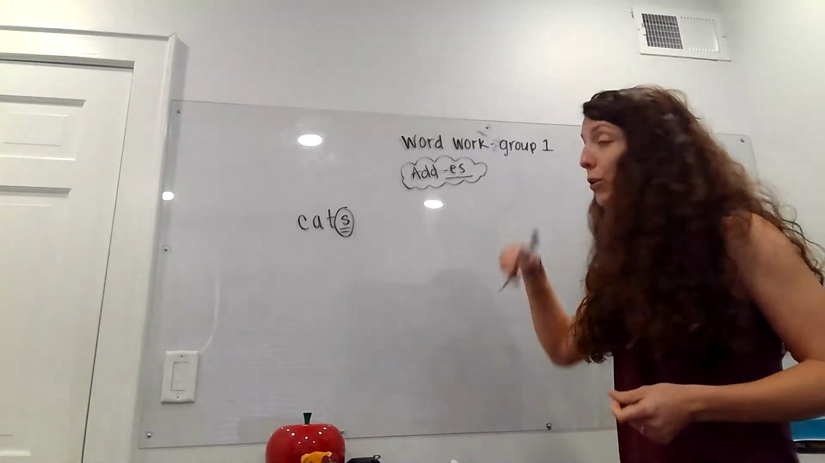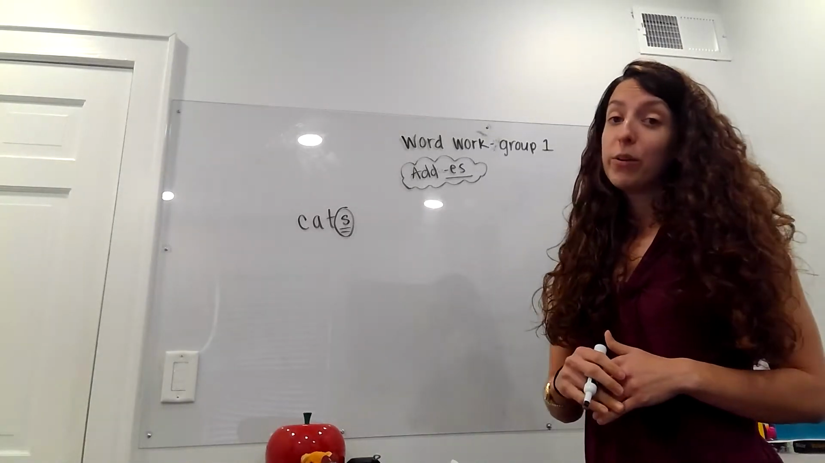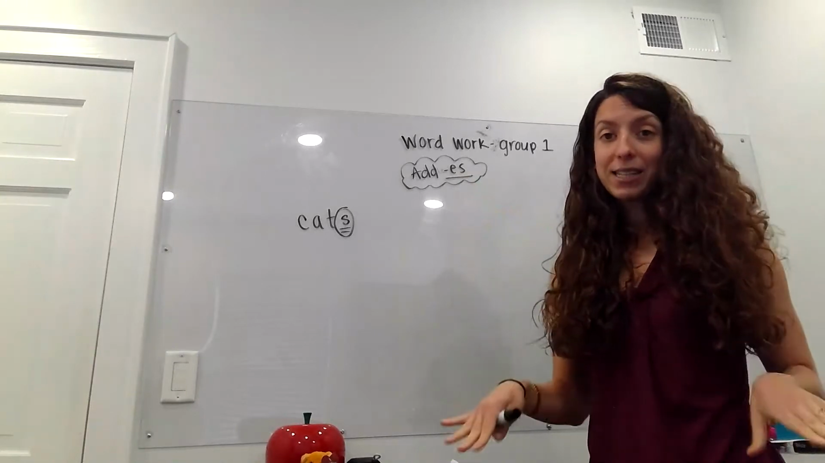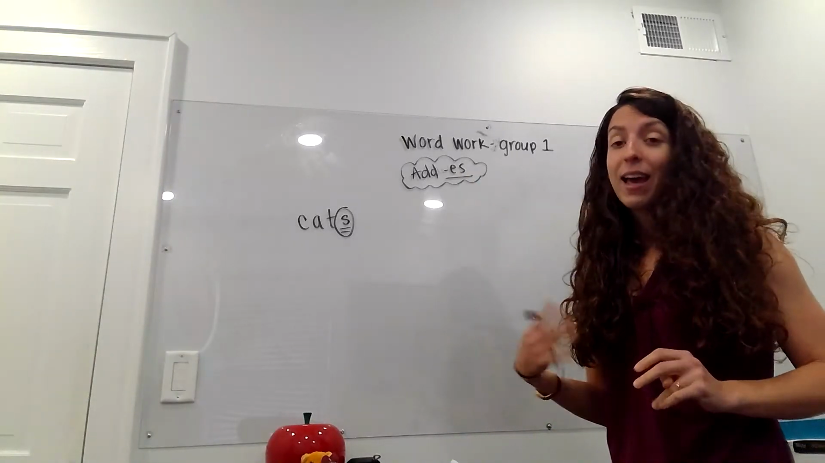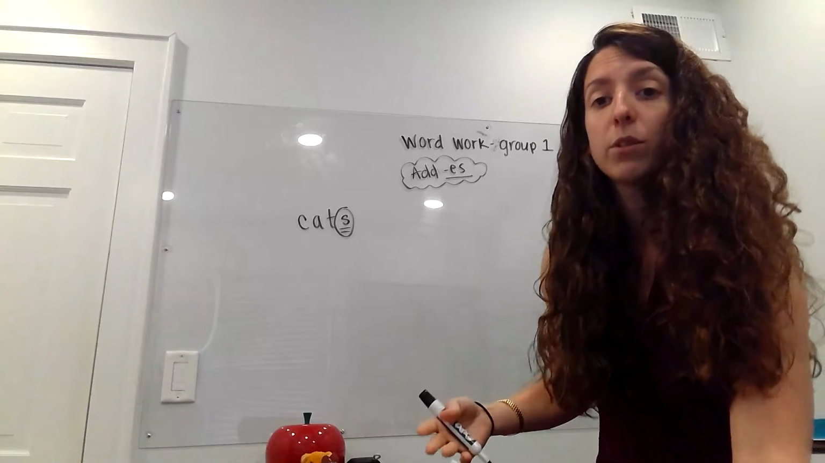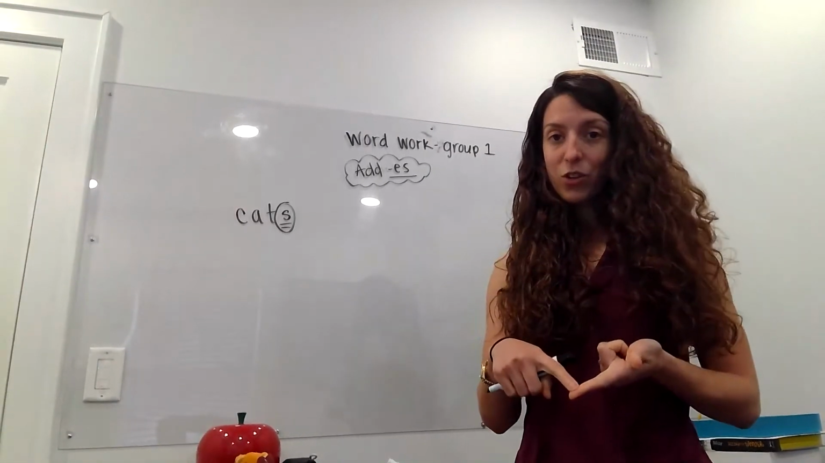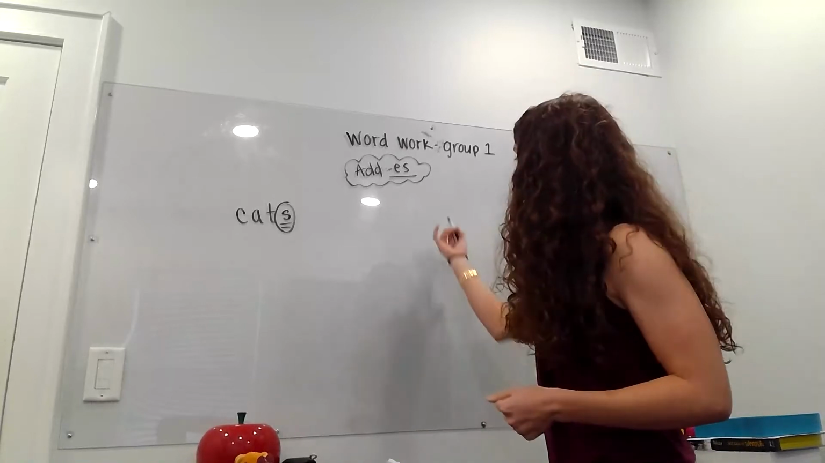So on your word list this week, you're going to notice they all end in ES. We don't just add a simple S to the end of the word, we add ES. And this happens when a word ends with SH or CH. So let's look at a few examples.